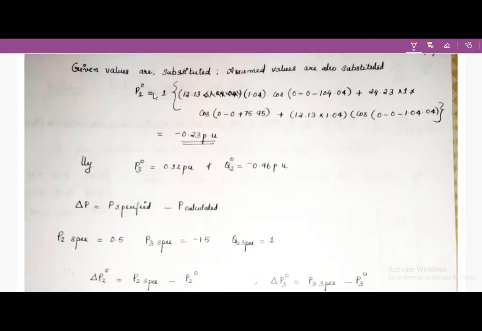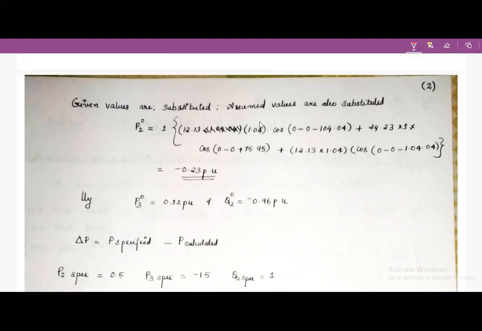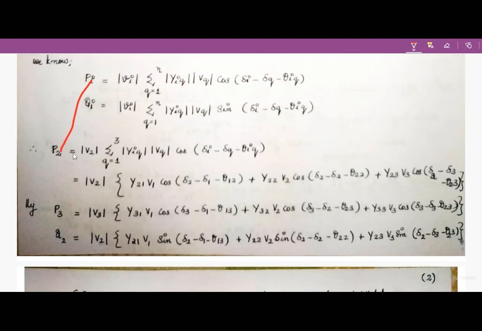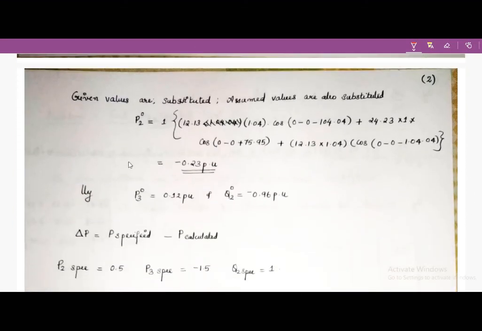Now after substituting all the given values, we will get this. In this equation, if you substitute the values of Y2 and V1, everything we know, right? Every value we know. After substituting these known or initial assumed values, you will get values for P2, P3 and Q2. Since these values are obtained after substituting the initialized values, you can write them as P2 raised to 0, P3 raised to 0 and Q2 raised to 0.